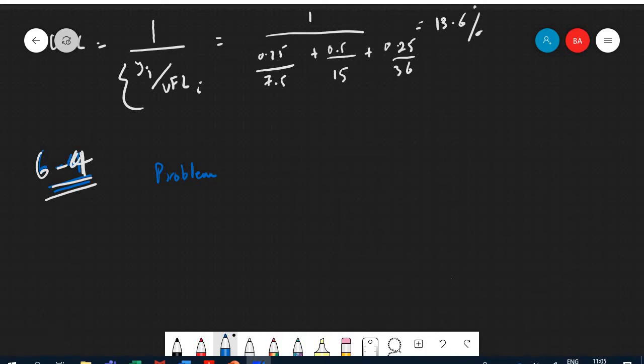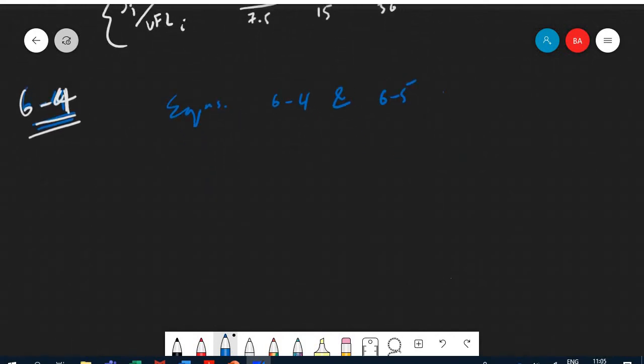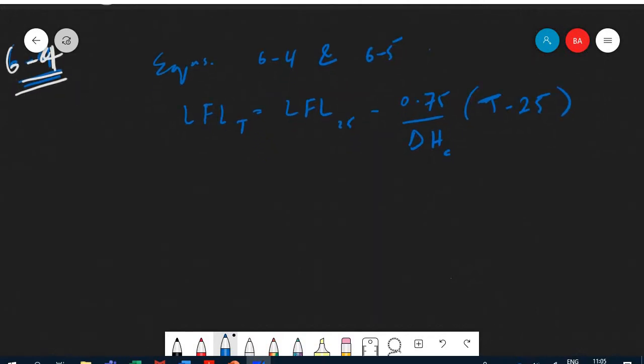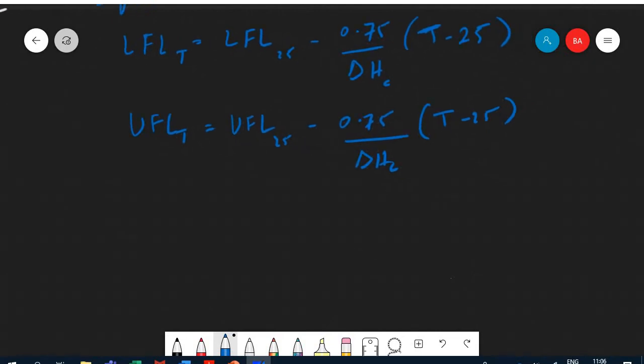If you go to equations 6.4 and 6.5, these are the equations. If you can recall them, the LFL at the new temperature is equal to the LFL at the previous temperature minus 0.75 divided by the delta heat of combustion, times T, the new temperature, minus my old temperature. It is that simple an equation. The same equation also applies for the upper flammability limit: UFL at 25 minus 0.75 over delta heat of combustion, times T minus 25. So these are our two equations, and we just need to substitute.